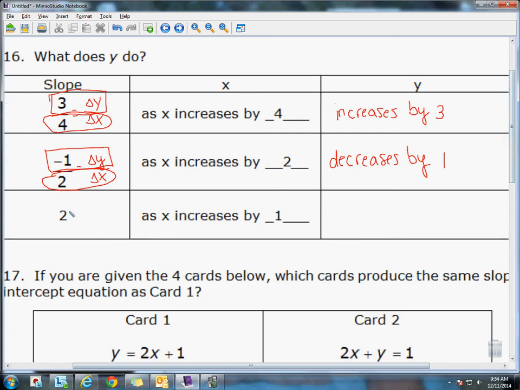The last one we have 2. So here's my change in y over change in x. Okay, your change in y over change in x is a fraction format. To put this into a fraction, you just put it over 1. Anytime it's a whole number, just put it over 1. So here's my change in y, here's my change in x. So as x increases by 1, they got the 1 from your denominator. What's happening to y? Well, it's positive and it's a 2, so y increases by 2.